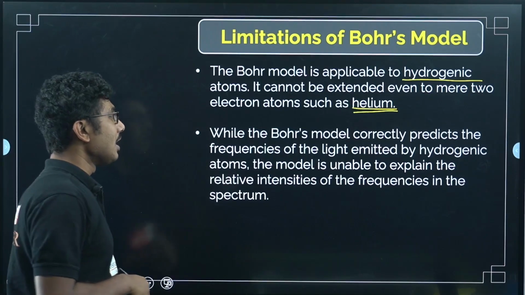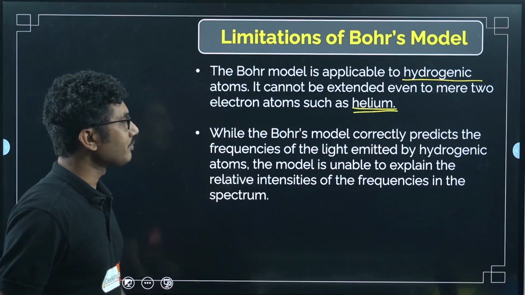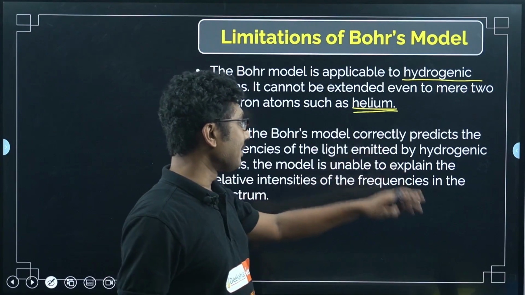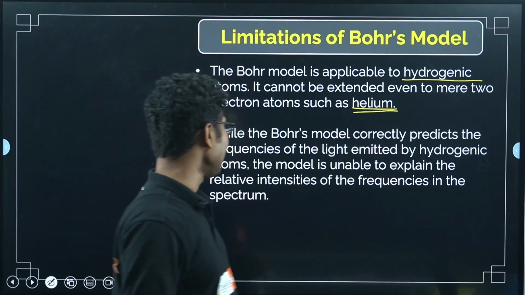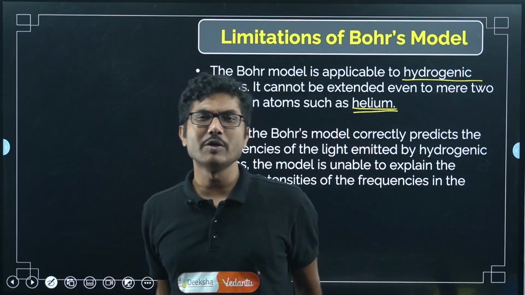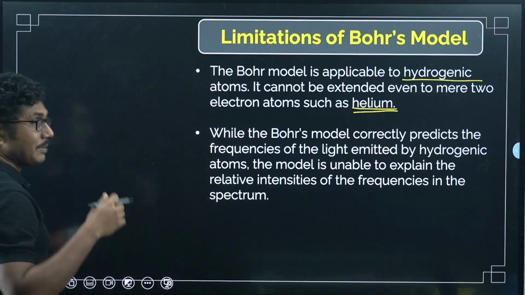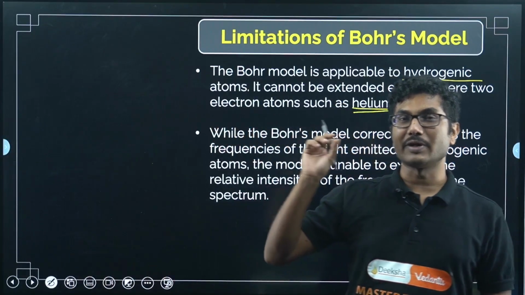While Bohr's model correctly predicts the frequencies of the light emitted by hydrogenic atoms, the model is unable to explain the relative intensities of the frequencies in the spectrum. So even though the values of the frequencies are correct, if you remember the Lyman series, Balmer series, Paschen series, the frequencies were correctly predicted.